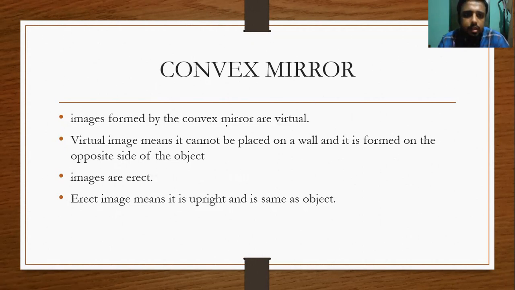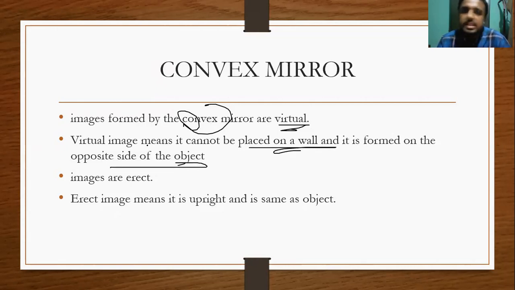In a convex mirror, images formed are virtual. A virtual image cannot be placed on a wall, and it is formed on the opposite side of the object. If the object is placed on the left-hand side of the mirror, then the image is formed on the right-hand side.